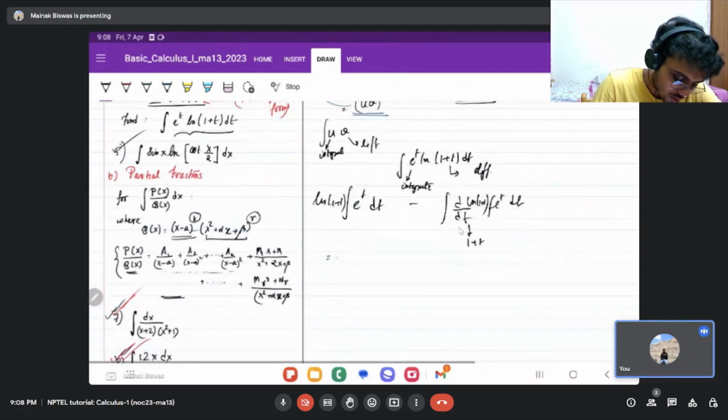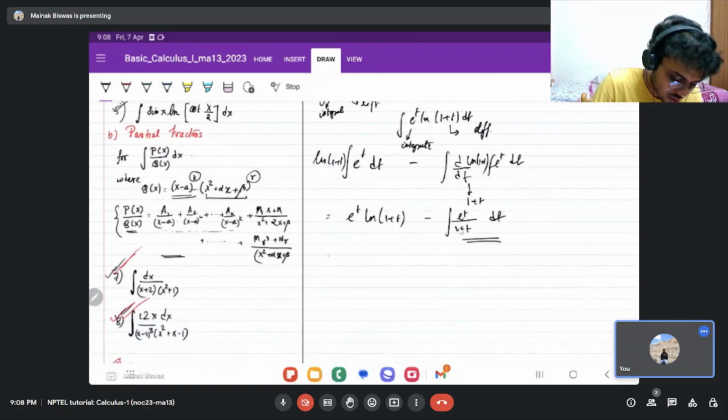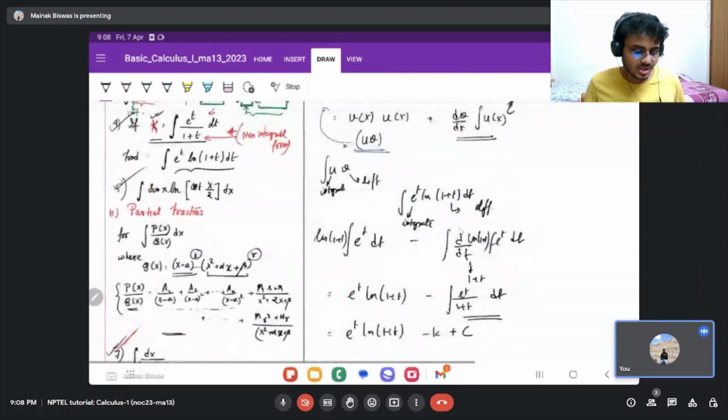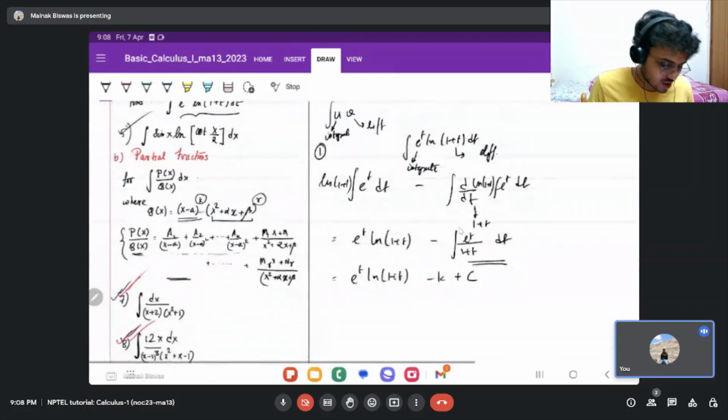So this is nothing but 1 over 1 plus t. So this turns out to be e to the power t log of 1 plus t minus the integral of e to the power t over 1 plus t dt. This is given to us as k. So this is e to the power t log of 1 plus t minus k plus c. So this is a simple problem that shows us how to use integration by parts.